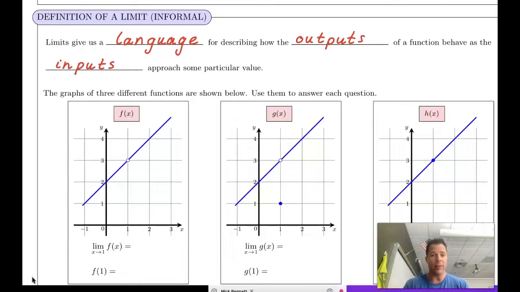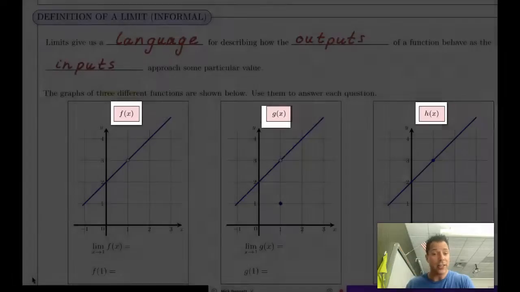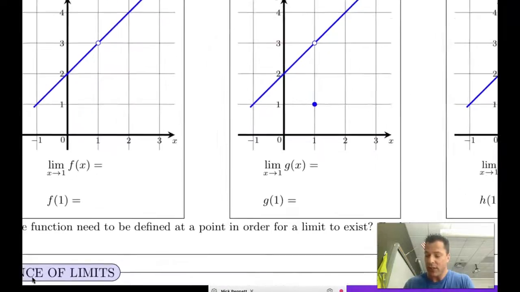And I want you to think about it. When you think about a limit or a speed limit, you don't have to hit that speed limit. You're just approaching that limit. And that's what I want you to think about today. So below, there are three different functions shown. Now they all look like the same line. So let's look at them to answer the questions here in the box.